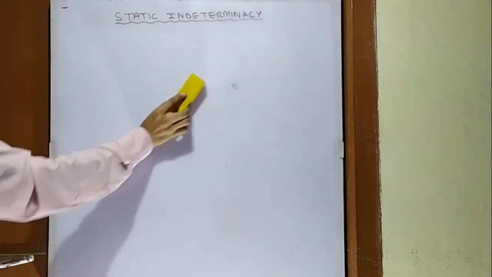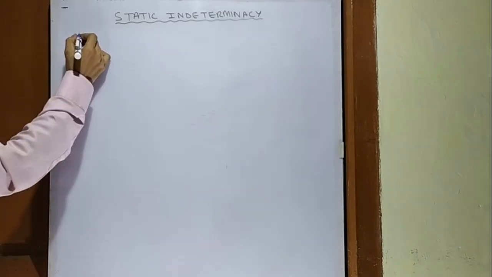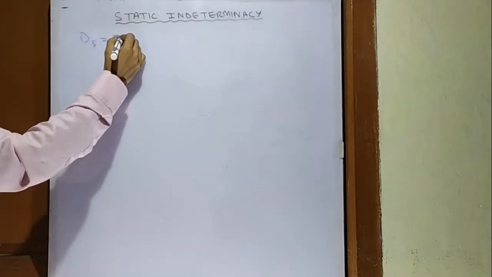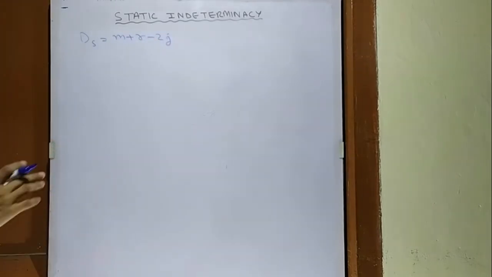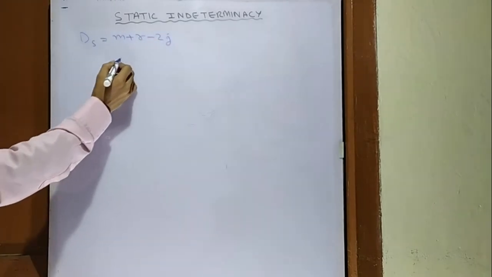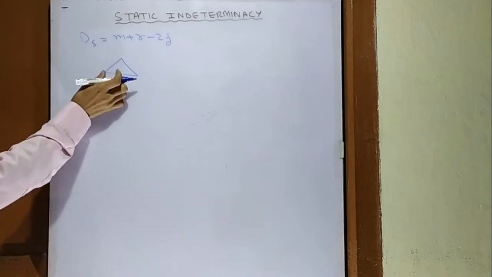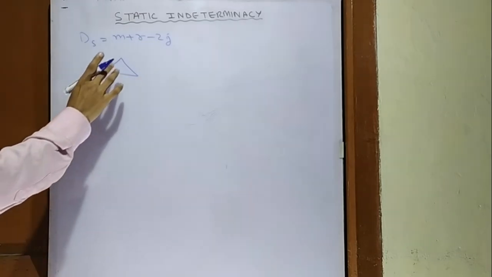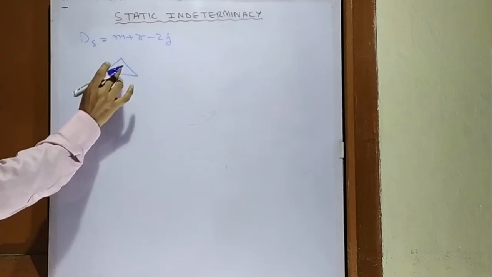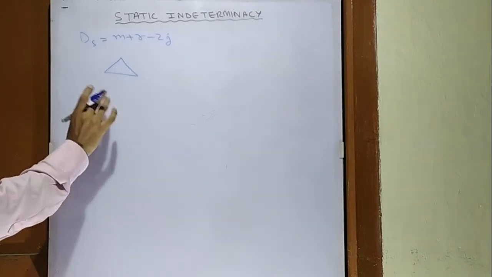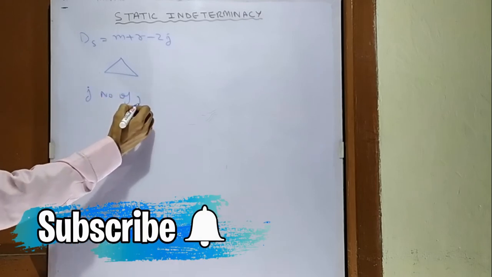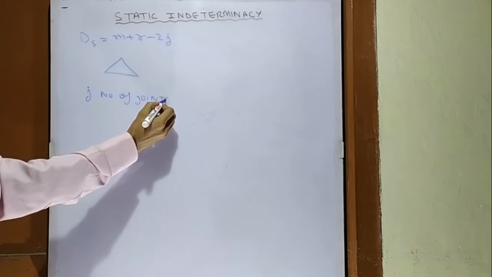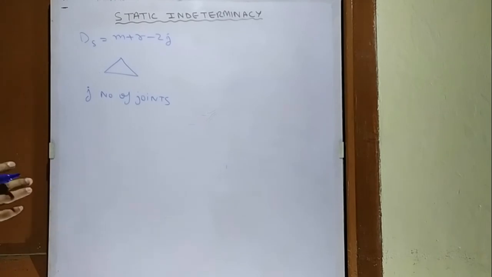We'll just write the formula very simply. So ds is equal to m plus r minus 2j. This was our formula. Now we will just take an example of the simplest form of a truss. The simplest form of a truss can be a triangle, and it has 3 joints and 3 members. Now if we have j number of joints and we want to make a truss with j joints.